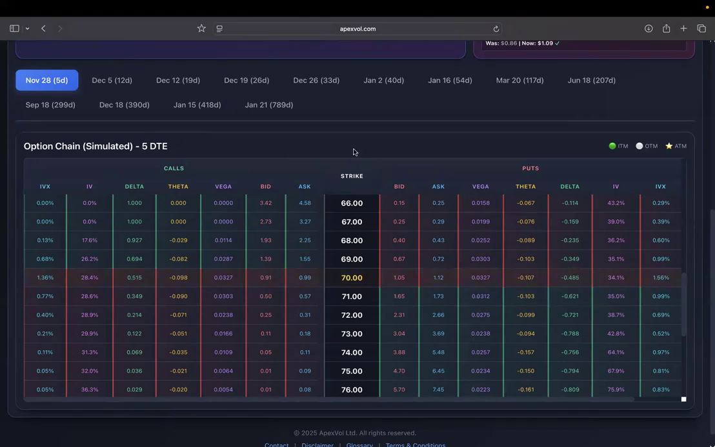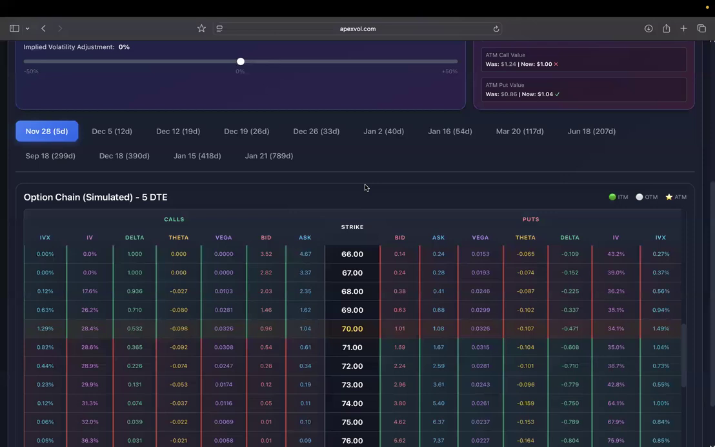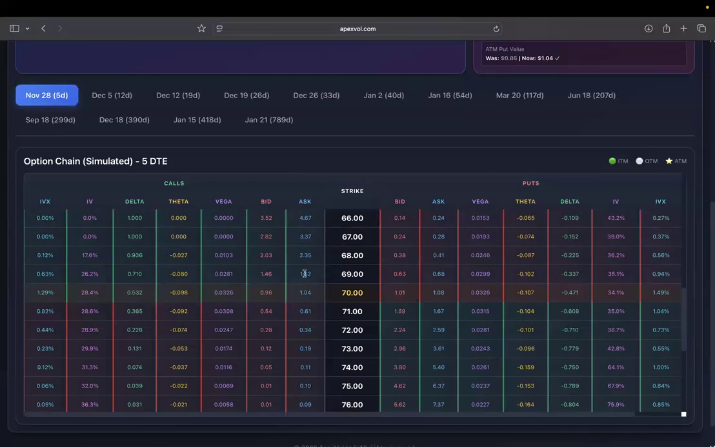We're now going to move the stock up 10 cents, and we're going to watch it change a tad. So now with the stock at 70.10, we're going to hit the simulation button again. And now the delta is a 53, and the calls are 96, 104 with a midpoint of $1, and the puts are a 47 delta, and they are 101, 108 with a midpoint of 104.